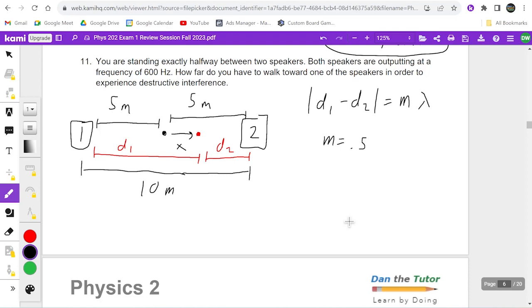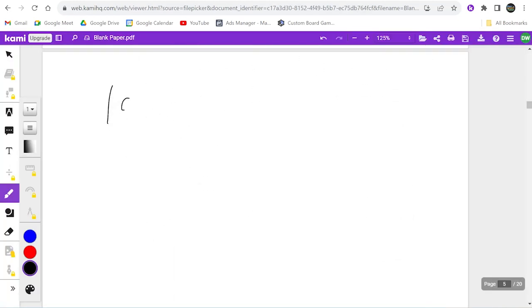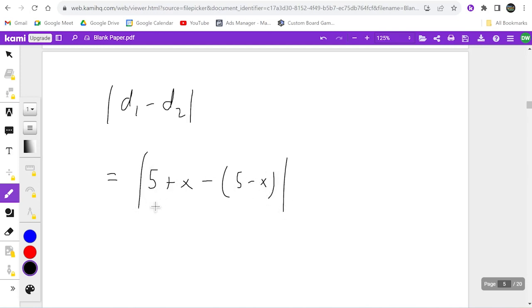I'm going to do something slightly different because I defined my variable x. So I'm going to say D1 equals 5 plus x. But technically, you can do 10 minus D2, and that would work as well. And then what would D2 be, also using x? That is going to be 5 minus x, because you're going 5 and then you're subtracting x. And so now, I'm just going to plug into my formula. So that means absolute value of D1 minus D2, that's going to be 5 plus x minus the quantity 5 minus x. Can't forget the absolute value.